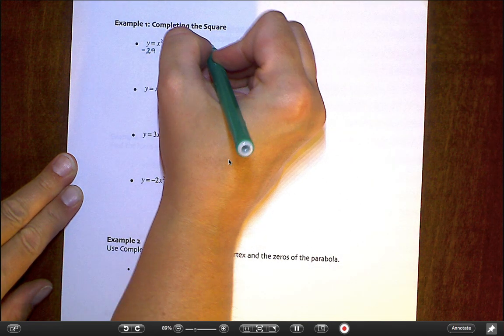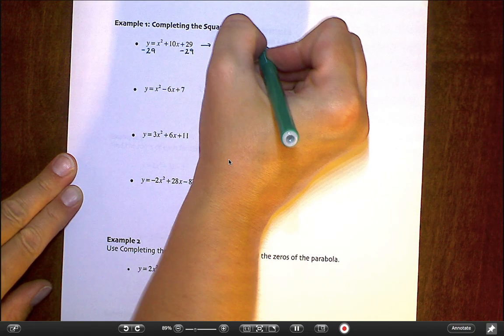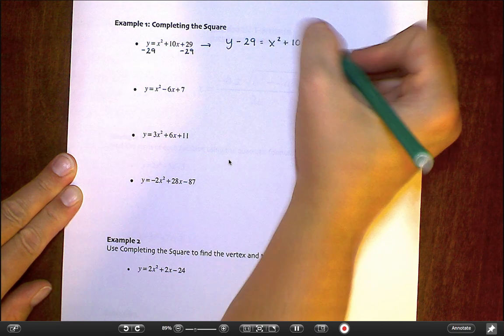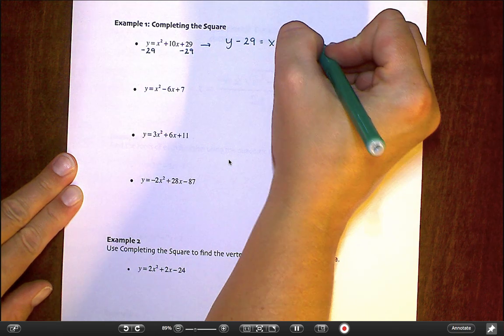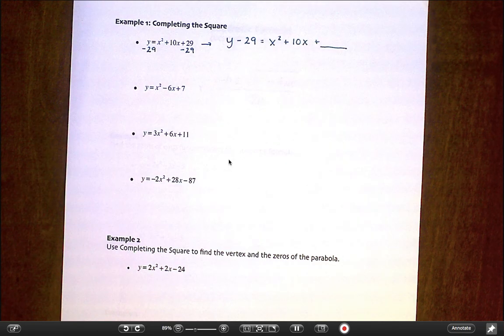So now my equation looks like this. y minus 29 equals x squared plus 10x. And then the goal is to take this space here and fill in the number that we wish was there so that we could write it as a perfect square.